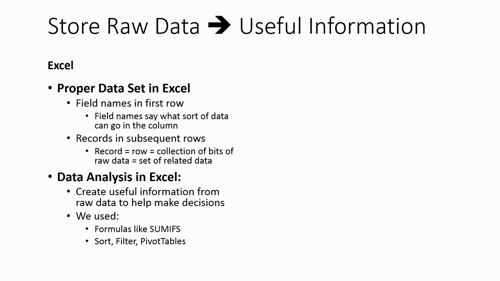What do we do in Excel? We had our proper data set, and from our raw data, we created useful information. That was our definition of data analysis in Excel. Create useful information from raw data to help make decisions. It's the same in Access. We'll just have different ways of creating that useful information. Remember, over in Excel, we used formulas like SUMIFs, and we did sorting, filtering, and pivot tables. Those were all examples of data analysis.